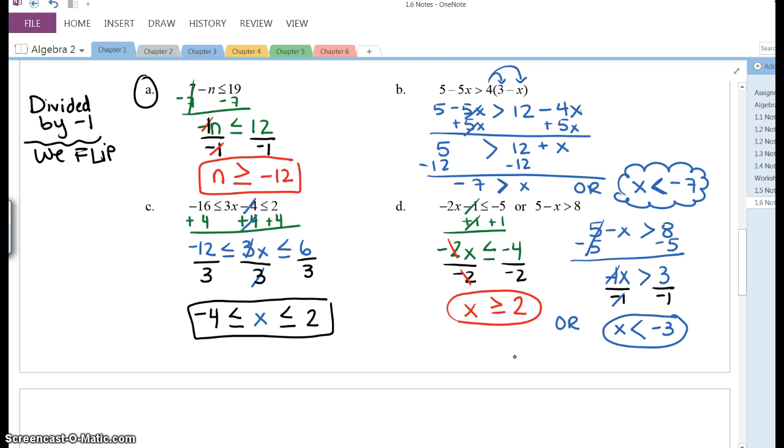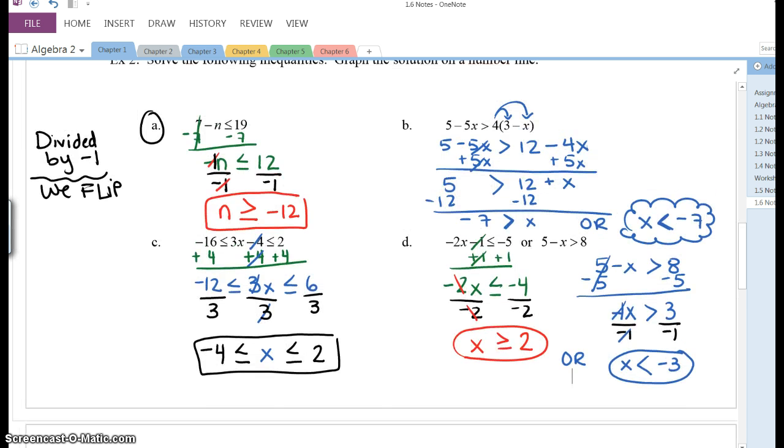You did an excellent job today. Here's your only assignment. Please go back to example 2A, 2B, 2C, and 2D and draw those number lines for us. And we are going to go over those tomorrow in the morning when I see you.